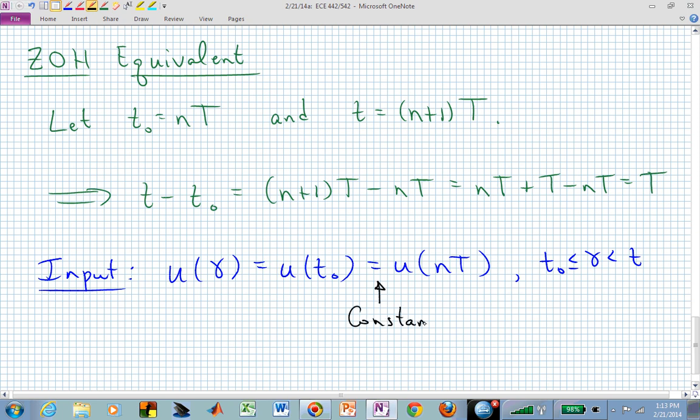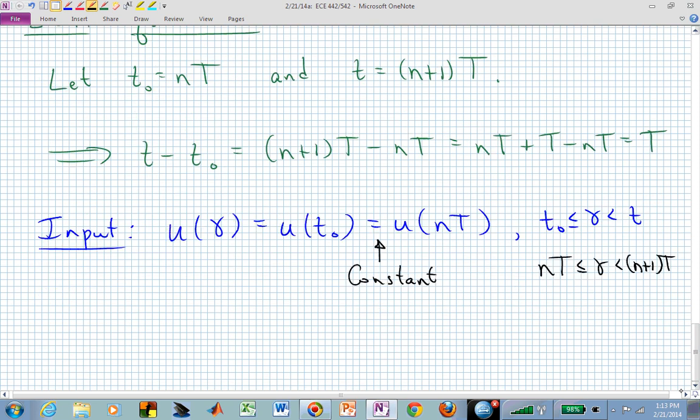Which means that between the nth sample period and the n plus 1 sample period, we are going to be holding our input constant at a value equal to the input at the beginning of that sample period interval. And we'll just call that u of t naught, or u of little n capital T.